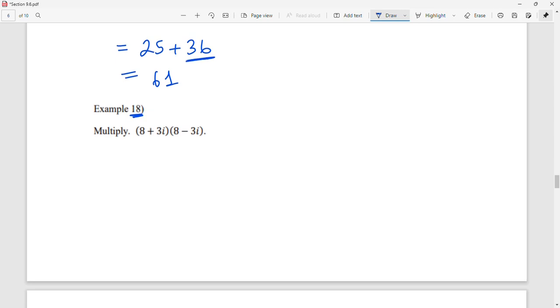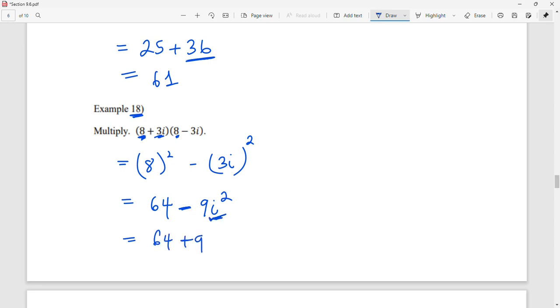In example 18, I have to double check that they're conjugates. Yes, they are. So all I have to do is square the first term, and we'll square the second term. 8 squared is 64, and 3i squared, that's 9i squared. And so the negative 9i squared, since that's a negative 1 there, converts that to a positive 9. So our final solution for 18 here is 73. So when you multiply an imaginary number with its conjugate, you just get a real number. There's no imaginary part to it.